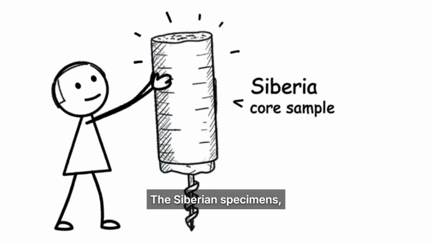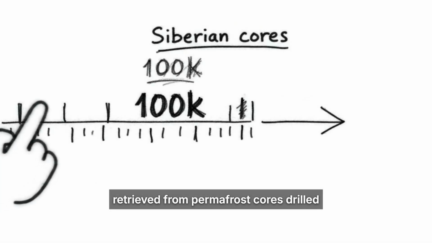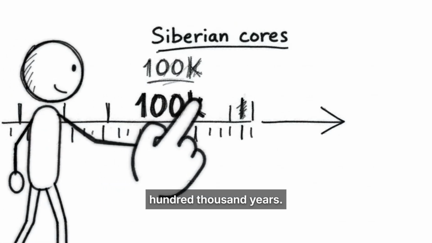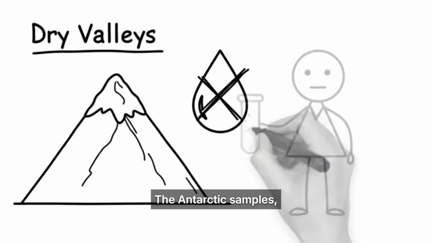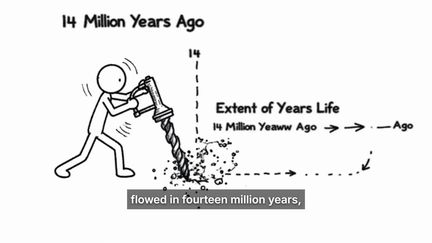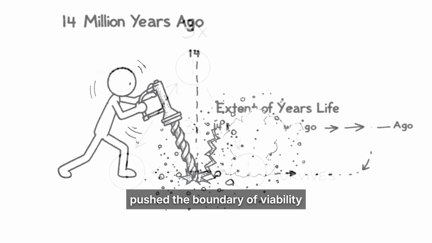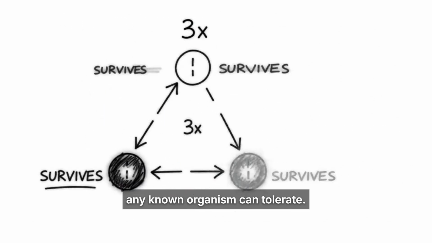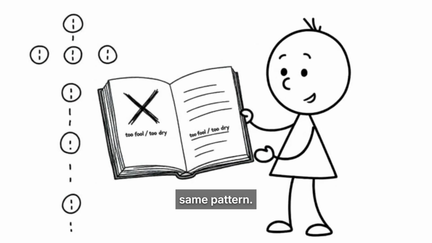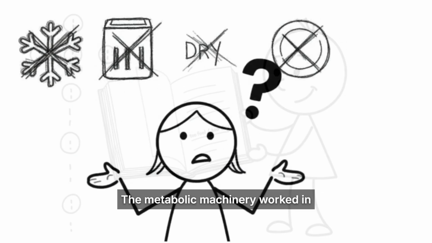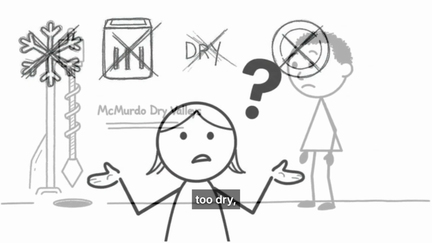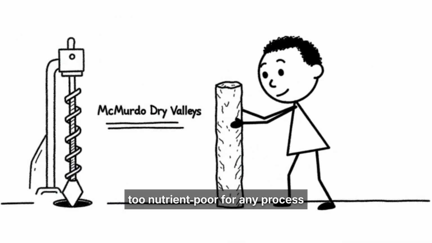The Siberian specimens, retrieved from permafrost cores drilled near the Kolyma River, extended the timeline by another 100,000 years. The Antarctic samples, pulled from the dry valleys where no liquid water has flowed in 14 million years, pushed the boundary of viability to the edge of what any known organism can tolerate. Each new discovery repeated the same pattern. The metabolic machinery worked in conditions that the textbooks said were too cold, too dry, too nutrient-poor for any process to continue.